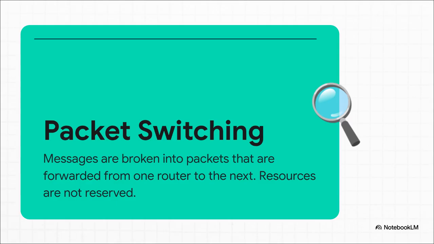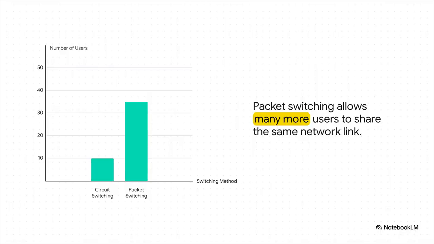Instead of reserving a whole line, your message gets chopped up into those tiny packets we talked about. Each packet then finds its own way through the network, and the resources are only used for the instant a packet is actually being sent. This means the network can be shared way, way more efficiently by tons more people all at once. And I mean, the difference in efficiency is just staggering.